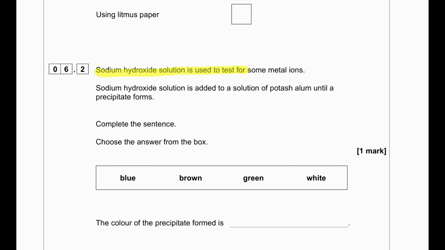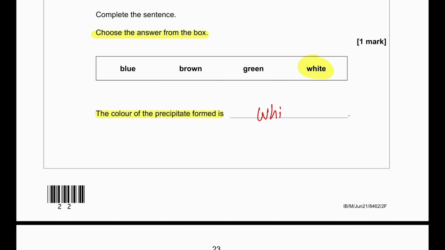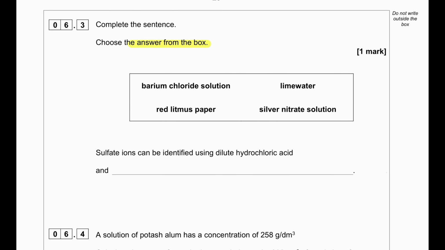Sodium hydroxide solution is used to test for some metal ions. Sodium hydroxide solution is added to a solution of potash alum until a precipitate forms. Complete the answer from the box. The colour of the precipitate will be white, because aluminium precipitates with sodium hydroxide and the colour is white. Choose the answer from the box.